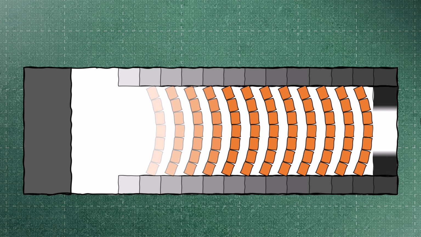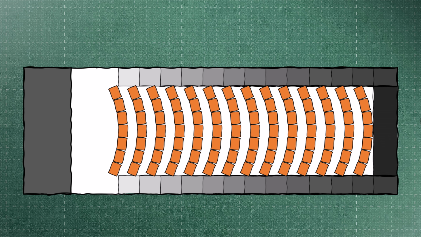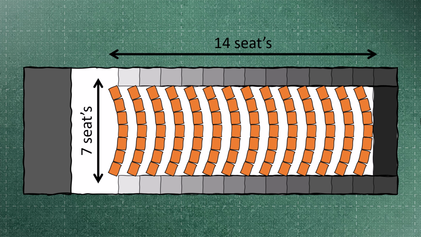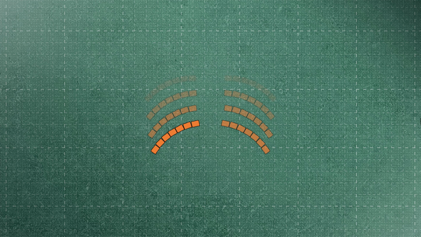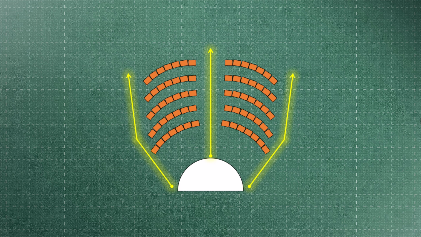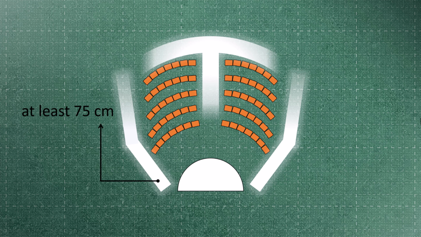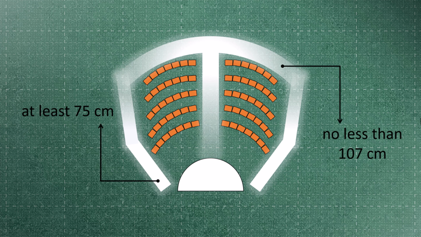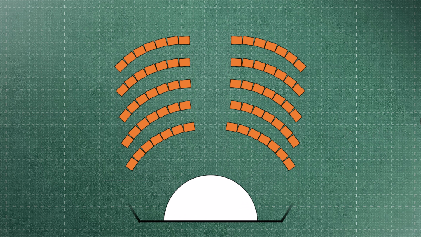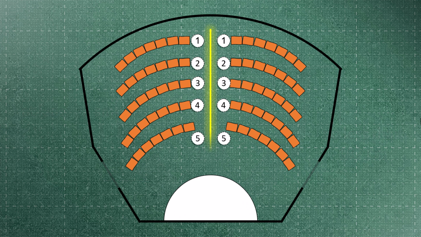When viewed from above, the classroom layout will reveal specific seating arrangements. In these classrooms, there should be no more than 14 seats in a single row and no more than 7 rows in total. If we wish to increase the classroom capacity, we must first design a corridor before placing additional seats. The width of these corridors should be at least 75 centimeters when seating is provided on only one side. If there are seats on both sides, the corridor width should be no less than 107 centimeters. Additionally, it is essential to include an exit door for every 5 rows of seats.